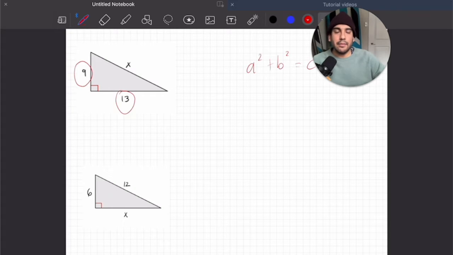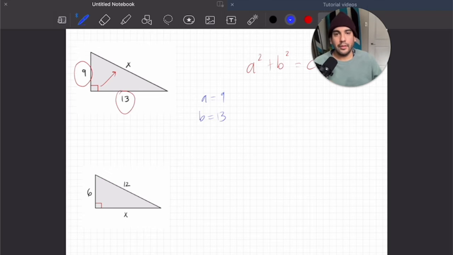The c is going to be the important one. That's the hypotenuse of the triangle, and that's the one that's directly across from the 90-degree angle. Whenever you have a picture, the c value is usually the diagonal or the long side. So let's attempt to solve for the value of x in that problem on the left. I'm going to make my a equal to 9 and my b equal to 13.